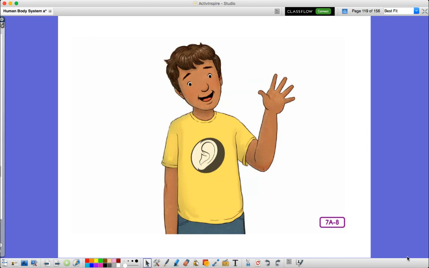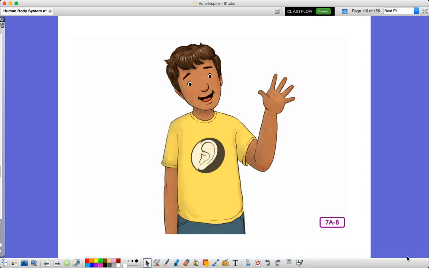Before I go, let's try a riddle or two. I reflect off objects and enter your eyes. I bend to help you see. Your sight depends on me. What am I? Light. Objects appear upside down on me. I live at the back of your eyeball. What am I? The retina.